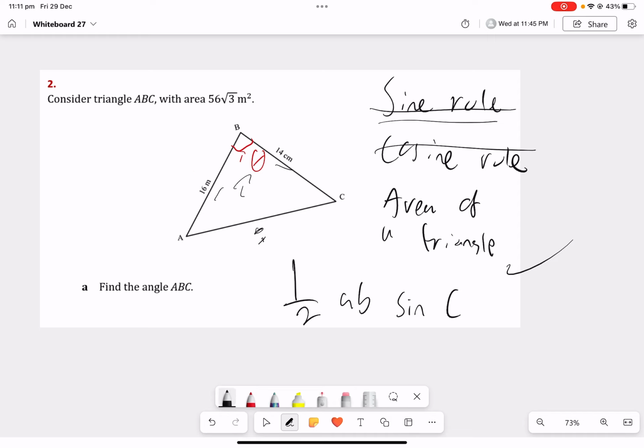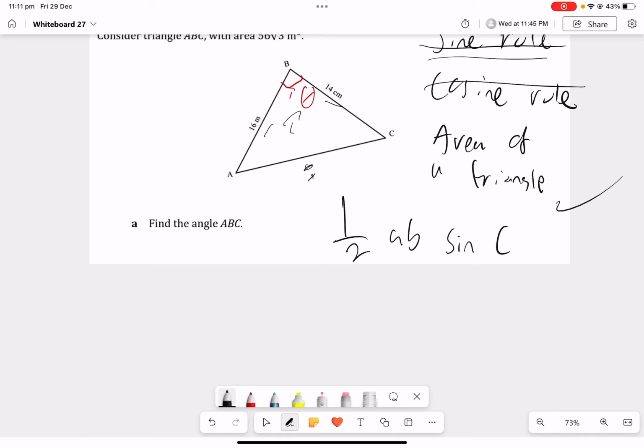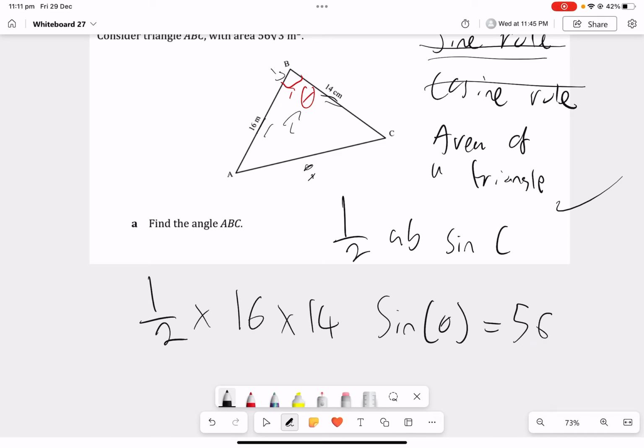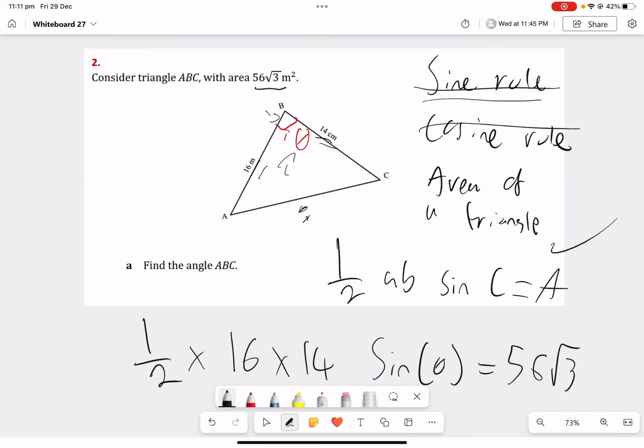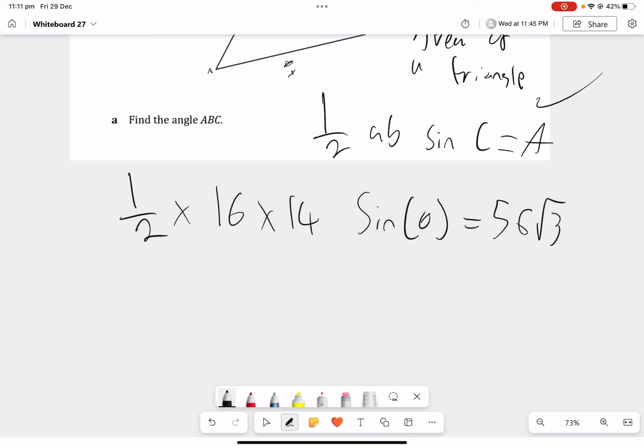So now what we're going to do is just plug in our numbers. So 1 over 2, 16 and 14 are the ones that squeeze this angle here. So we have to put that in here. 16 times 14. Then we write sine of theta because we do not know the angle. And that equals the 56 root 3. Because remember, this area of a triangle would equal area, and we already know the area. It's 56 root 3. Now what we do is simplify.